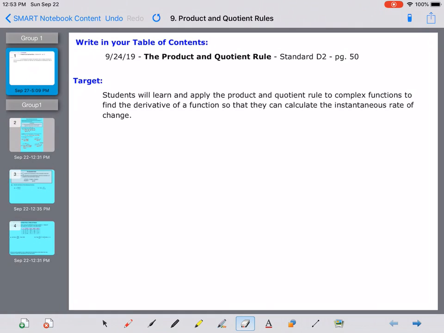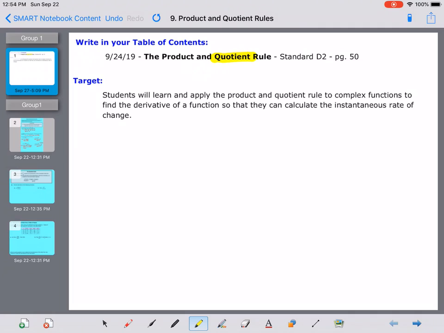So in this video, we're going to talk about the quotient rule. At the top of your page 50, you have either the word product or quotient highlighted. If yours is highlighted on the quotient rule, this is the video you should be watching. If yours says product, you should be watching the other video.